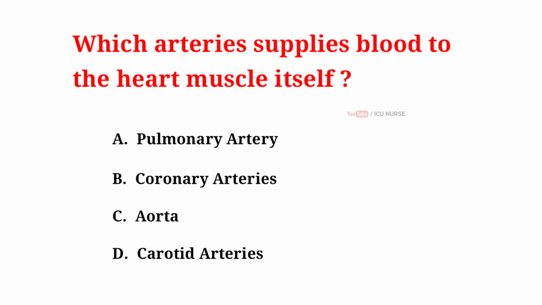Which arteries supply blood to the heart muscle itself? A. Pulmonary artery. B. Coronary arteries. C. Aorta. D. Carotid arteries. And the correct answer is B. Coronary arteries.